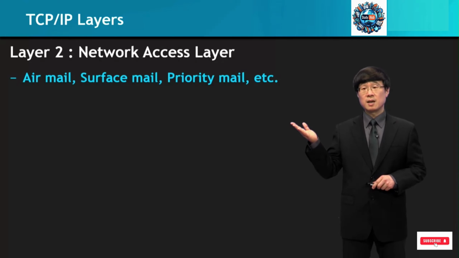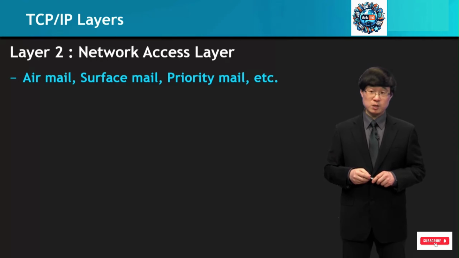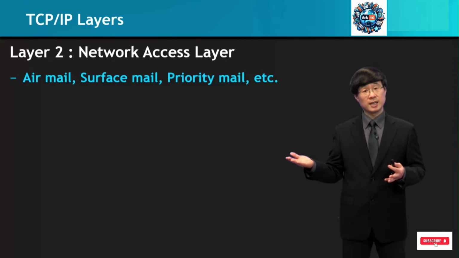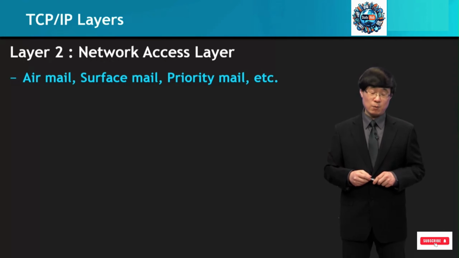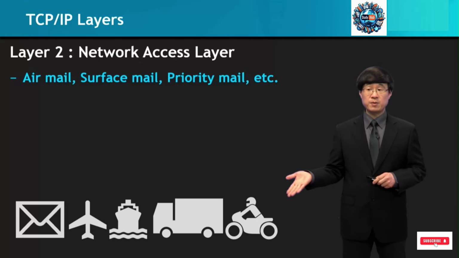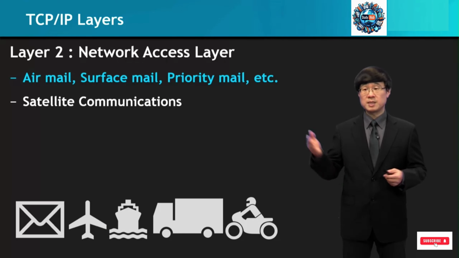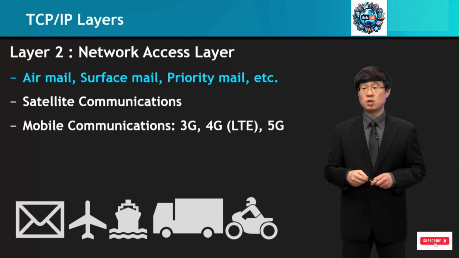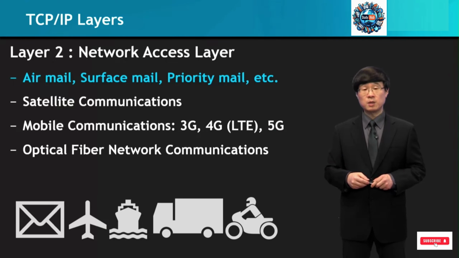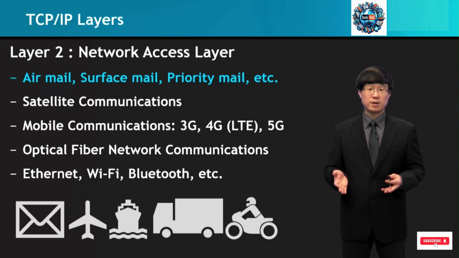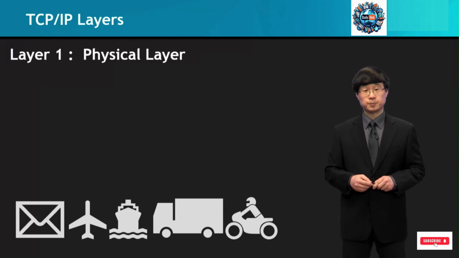Then comes what we need to select, the mail type, which is like airmail, surface mail, priority mail, and other things. And that's like selecting the network access layer. For example, these are the types. That would mean that in actual networking, we would be selecting between satellite communication, mobile communication, optical fiber communication, Ethernet, Wi-Fi, Bluetooth, and other types of communication protocols.